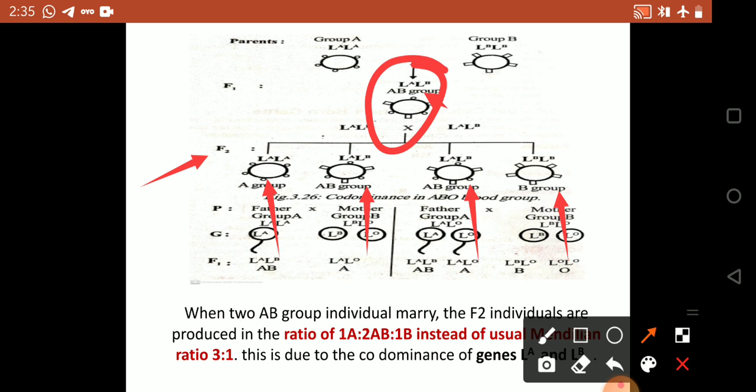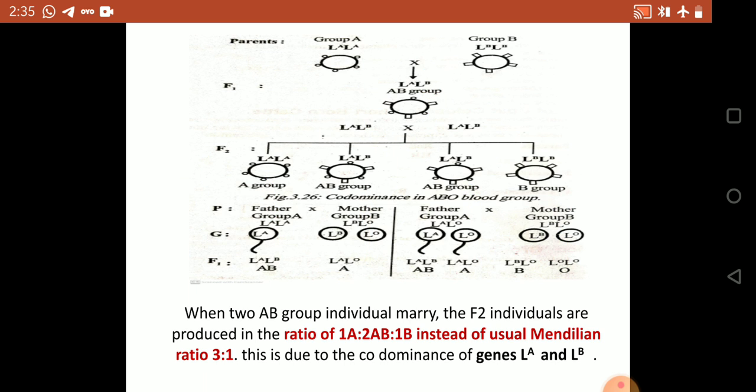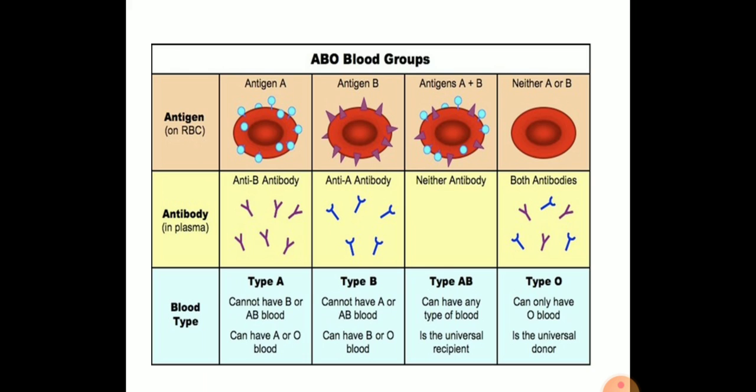How does the O blood group arise? We'll see the example in this picture. If the antigen A is present, and anti-B antibody is present in the plasma, that leads to blood group A. So they cannot have B or AB blood group, but they can have A or O. Before that we need to see what happens in antigen B. Anti-B antibody will be present, so they cannot have A or AB, but they can have B or O blood group.